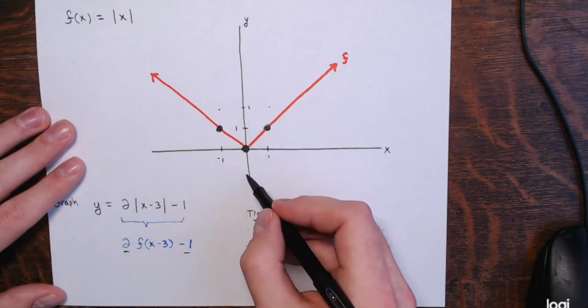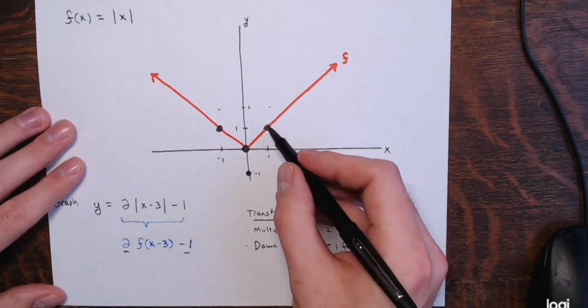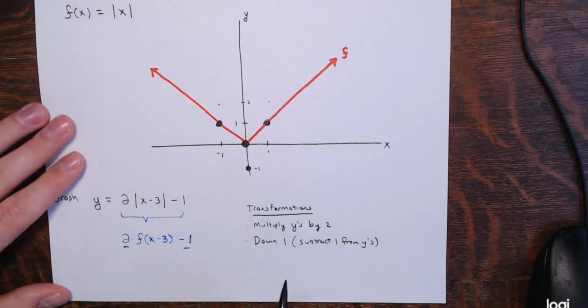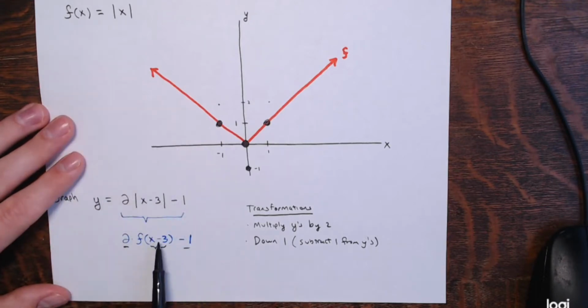And (0, 0) goes down to (0, -1). Right, so now I've got these 3 points. Again, I'm not going to draw it yet until I'm done moving everything. And then finally, the inside stuff, right? x is replaced by x minus 3. Remember, when x is replaced by x minus h, that causes some horizontal shift.